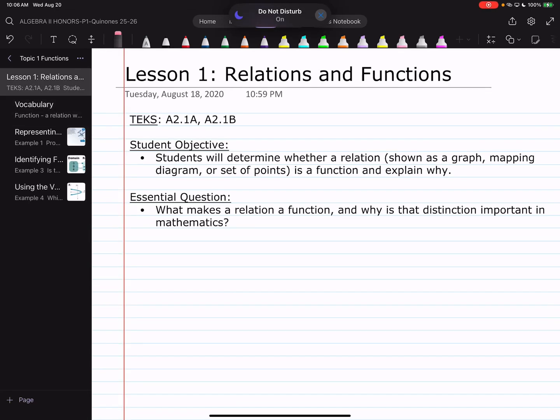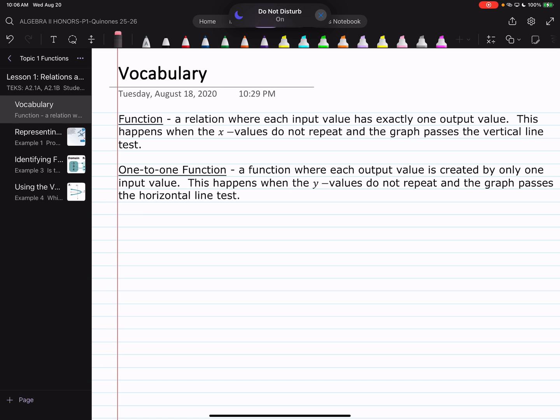Let's just go back here. That way the first thing that people see is the lesson. Okay. So, function and relation.